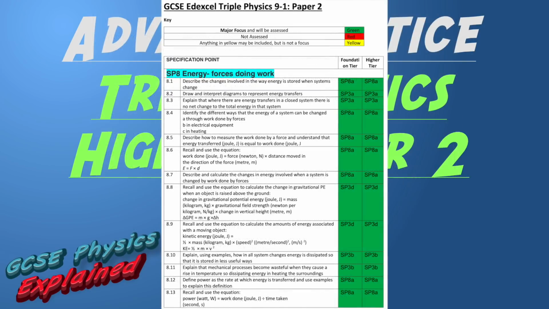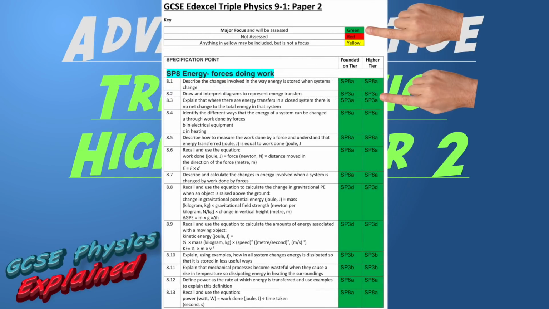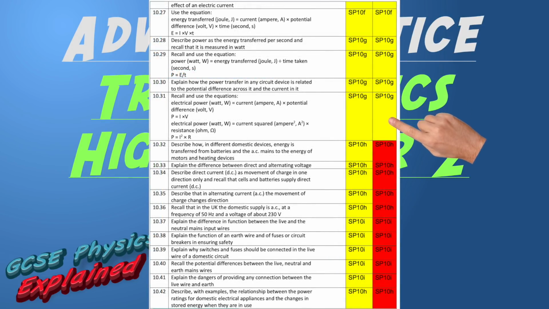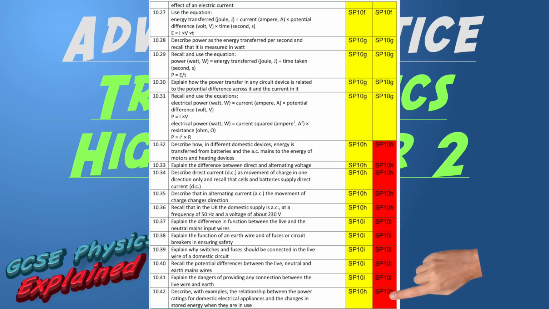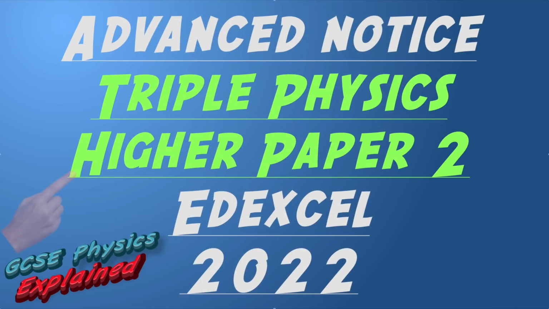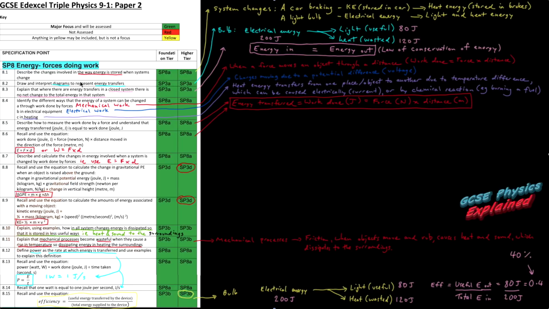In this version of the advanced notice article, anything in green is definitely going to be on the exam. Anything in yellow may be on the exam in a small way, and anything in red will not be on the exam. In this video, I'll go over the green and yellow areas to help you prepare for the Triple Physics Higher Paper 2 exam. So for Paper 2, here's SP8 Energy Forces doing work.